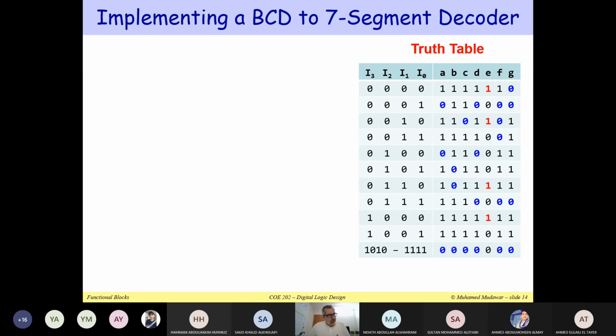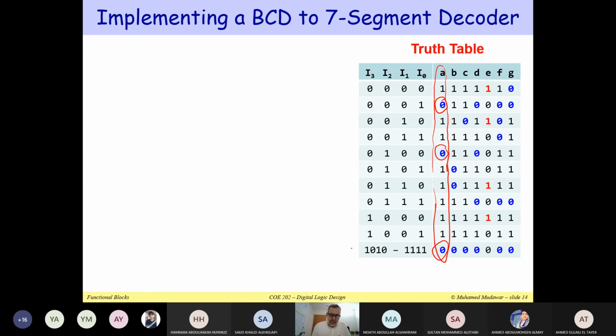Now we have a choice how to implement this. I can implement the minterms using OR gates, or I can implement the maxterms, the zeros, using NOR gates. Now look at each output. For example, focus on output A. So for this output A, just surround it. We have one maxterm, two maxterms, three maxterms. So we only need a 3-input NOR gate.